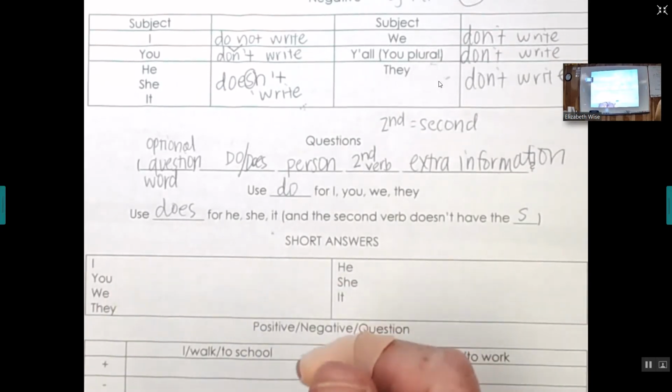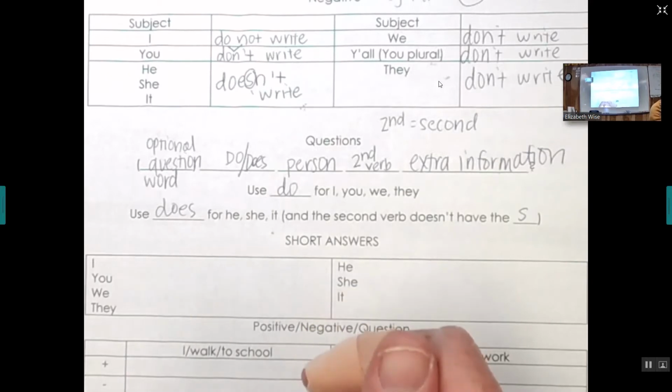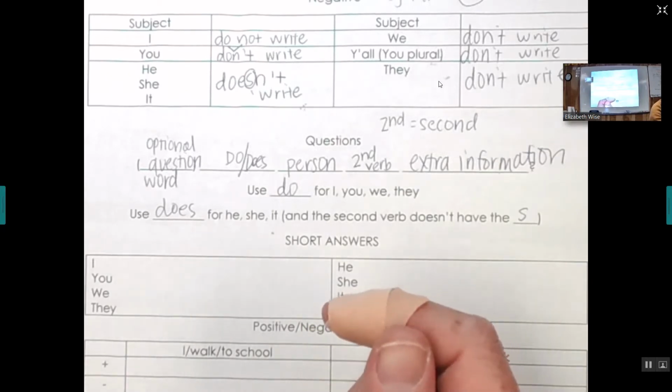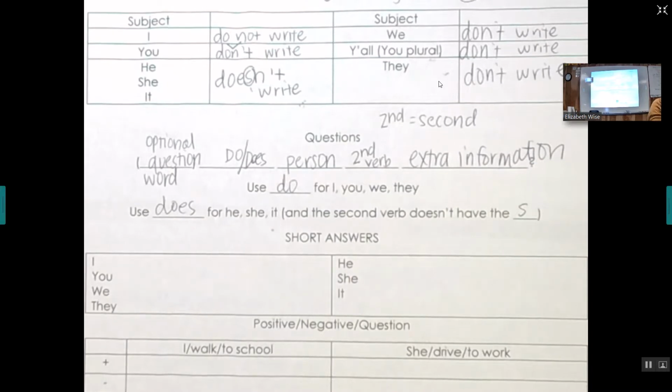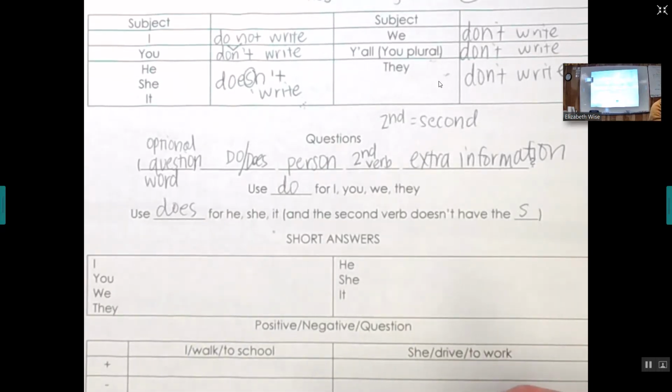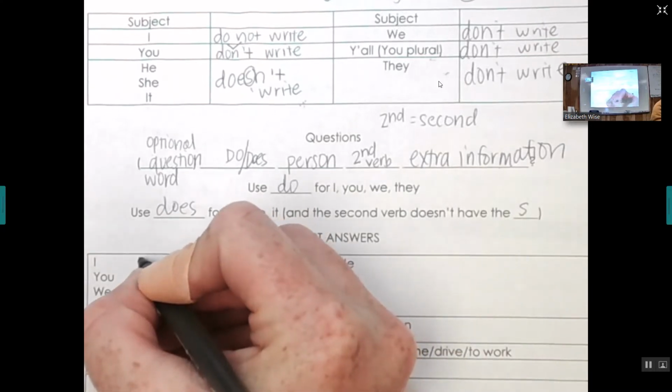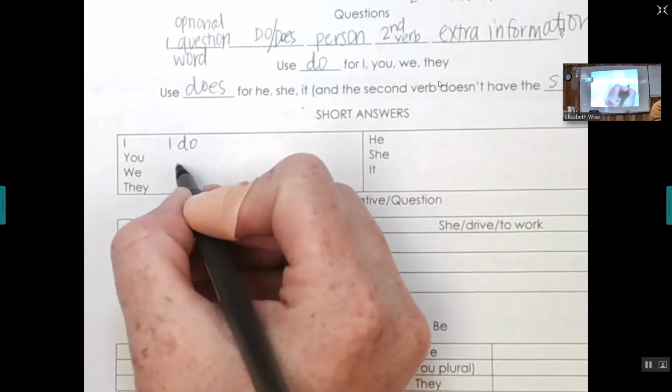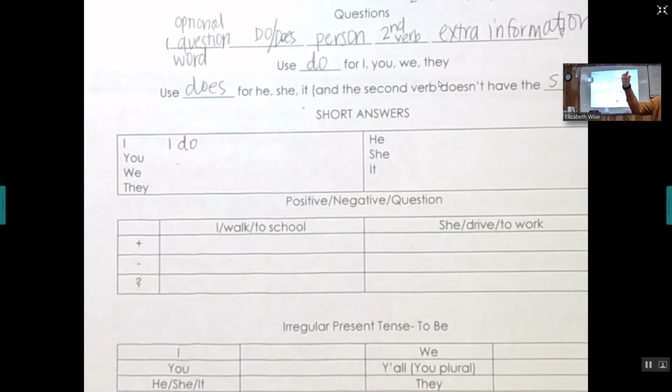So real quickly, short answers. Let's say if I said, Alexia, do you live in Richardson? She could say, yes, I live in Richardson. But that's a repeat of the question, right? It's not necessary for her to say it again. She could say instead, yes, I do. That means the information in the question, living in Richardson, she's saying yes. So, do you live in Richardson? Yes, I do.